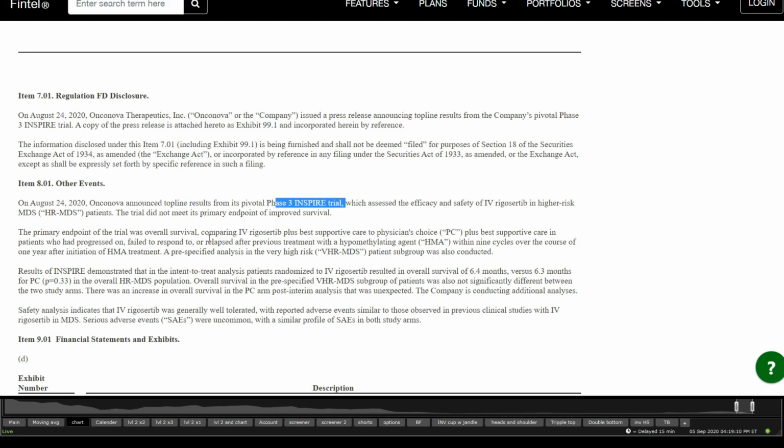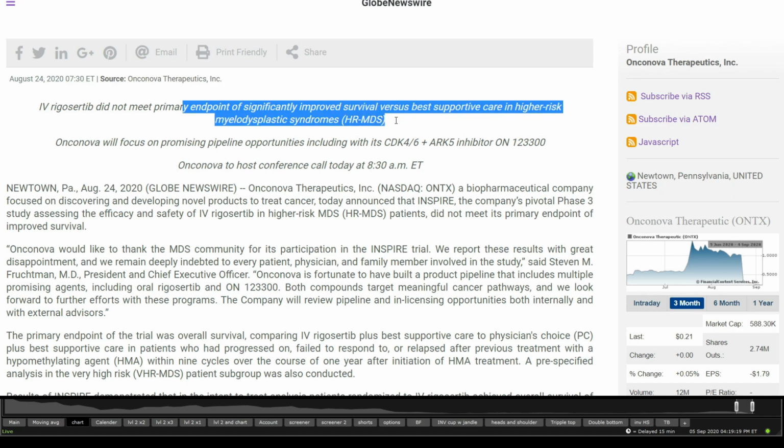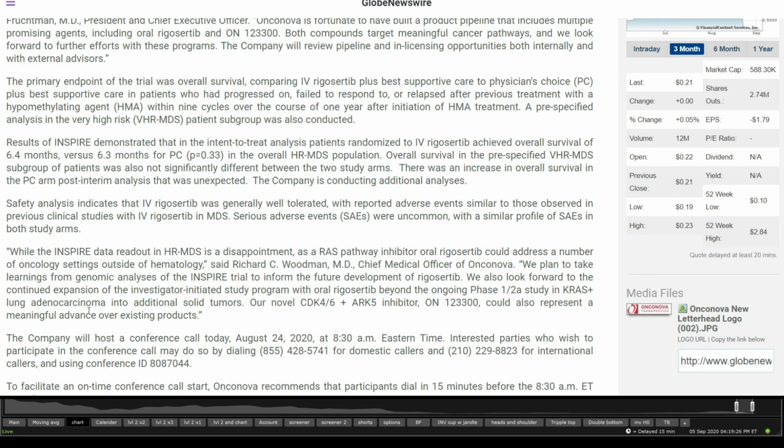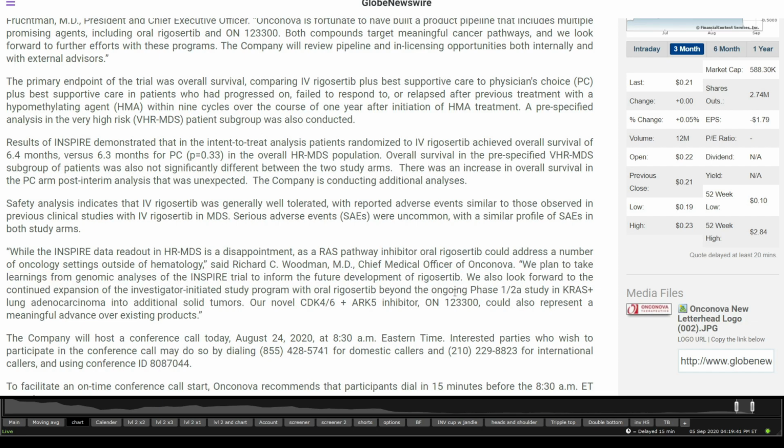So the pivotal results for the Inspire 3 trial came out quite negative. We get to see here that it did not meet the primary endpoint of significantly improved survival versus best supportive care in high risk HR-MDS. That is quite negative, but they did also mention that while the Inspire data did not read out in HR-MDS as it is a disappointment, they plan to learn from the genomics analysis of the Inspire trial to inform the future development of rigosertib.